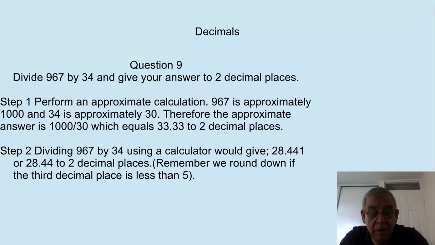Step 2 then, looking at the actual question. If we divide 967 by 34 using the calculator, this would actually give us an answer of 28.441. Or once again, to 2 decimal places, 28.44. Don't forget there to round down if the third decimal place is less than 5. In other words, 0 to 4.